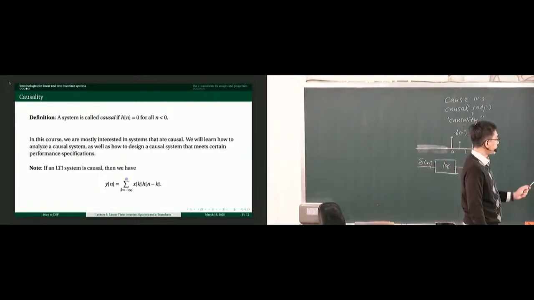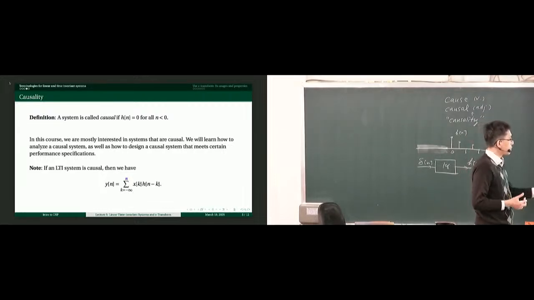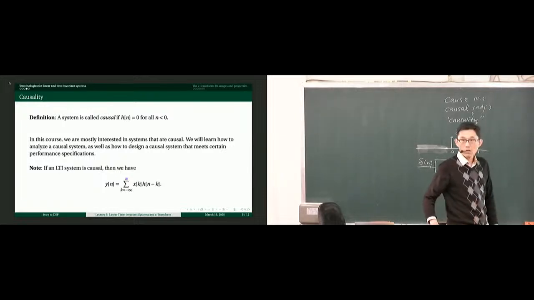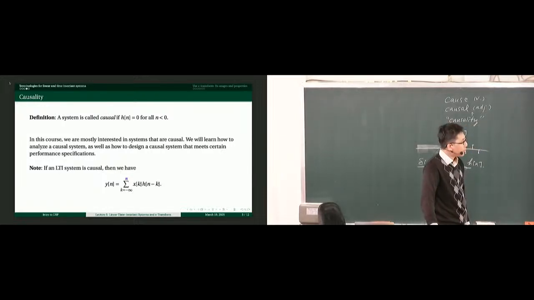All right. So with that definition, let me mention that in this course we're mostly interested in systems that are causal. Indeed, we are interested in systems that are causal most of the time. And we'll learn how to analyze a causal system, and we will also design causal systems. And when we say design, it means that we want to meet certain performance specifications. So far, so good? Yeah, causality.